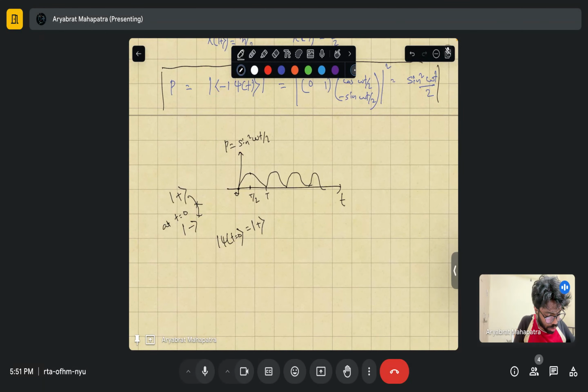So at every equal interval of t, after t you will have 3t by 2, and you will again find the probability of getting this minus state would be high again. And in the same way, the probability of getting this minus state is oscillatory in time t. So at some time it will give you a maximum value, at some time it will give you zero. So this will keep on repeating.